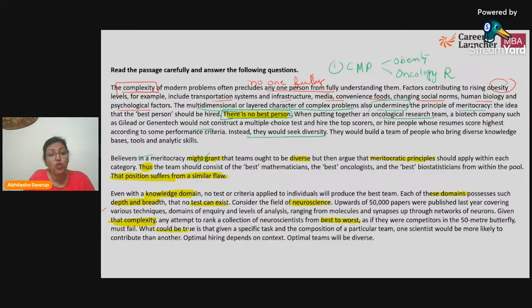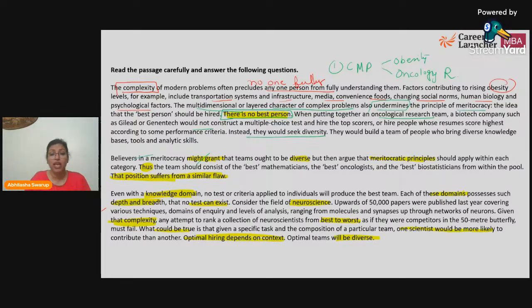So what could be true is that given a specific task and composition of a particular team, one scientist would be more likely to contribute. Optimal hiring therefore depends on context. What are you looking at, that context? These teams will be diverse.